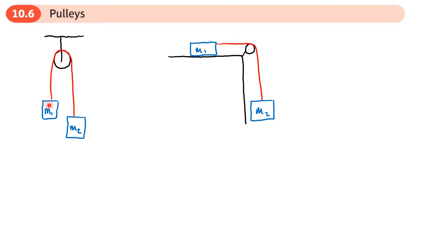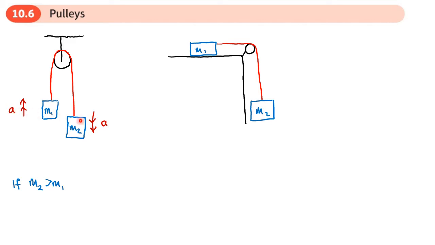Now, in the previous section, we had objects moving in the same direction, so we can clump them together. Here we've got masses moving in different directions. So for example, if mass 2 was greater than mass 1, then mass 1 will accelerate up, and mass 2 will accelerate down. Now that value of acceleration will be the same because the string is inextensible. That's one of the assumptions we make.